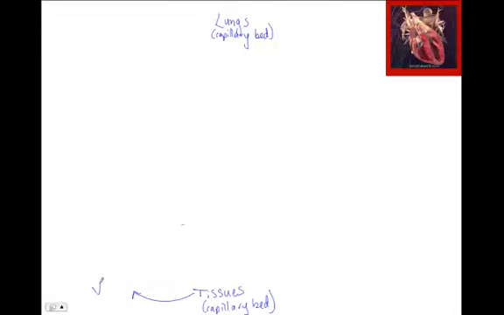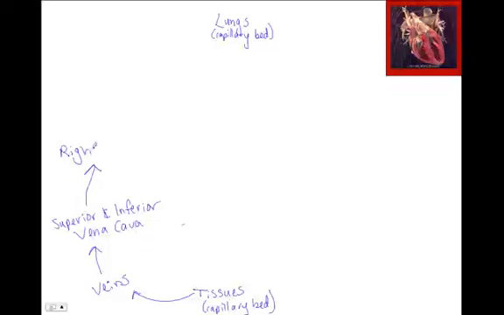And so our veins are going to carry the deoxygenated blood back towards the heart. Again, remember that's what veins do. Veins carry blood to the heart. So then our veins are going to dump into the superior and inferior vena cava. And then from here, our superior and inferior vena cava are going to dump blood into the right atrium.